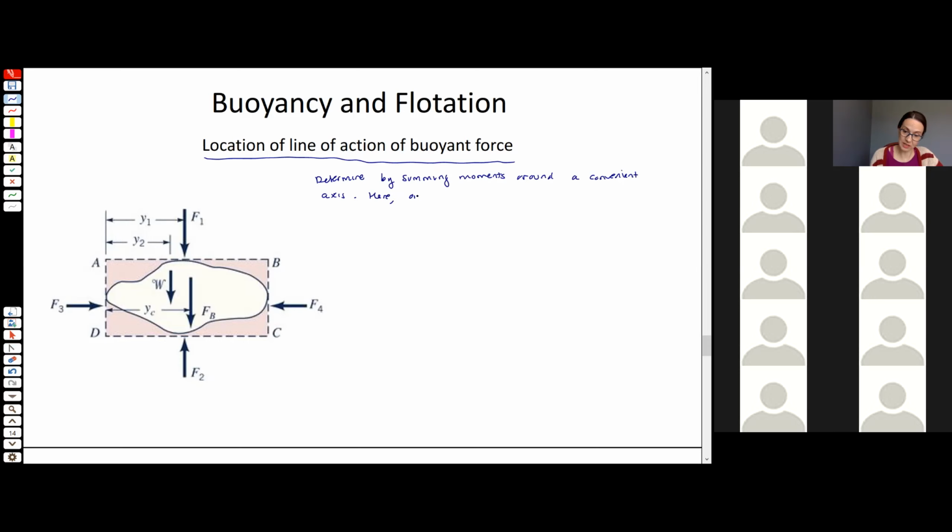Here, one that passes through the point D. It comes out of the page. So the sum of the moments about D equals zero, using the convention that counterclockwise is positive, gives us minus F_B Y_C. We're calling the moment arm of the buoyant force Y sub C, and you'll see why in a moment, plus F2 times Y1 minus F1 times Y1 minus the weight times Y2 equals zero.